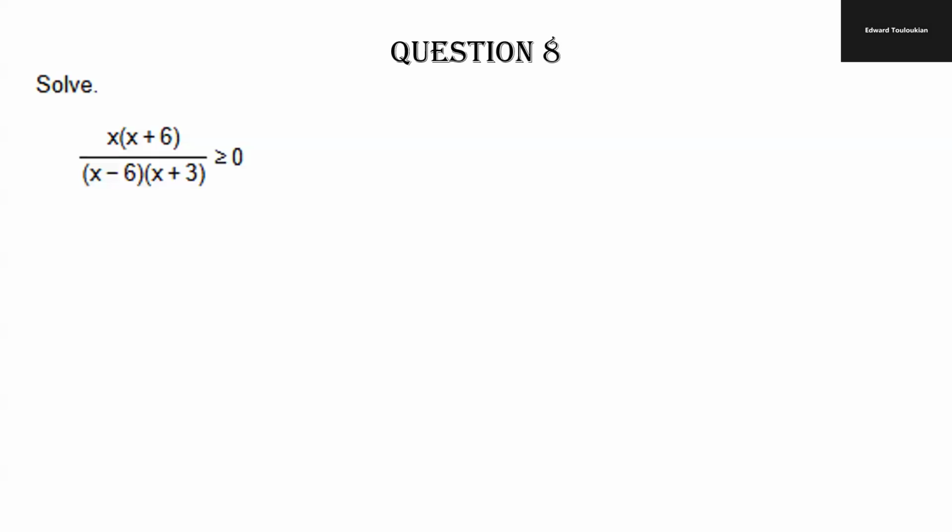All right, so anytime we're solving an inequality, we have to start by finding the critical points. That is, where is my numerator equal to zero and where is my denominator equal to zero? So my numerator could be zero when x is zero or x is -6. This could be zero when x is 6 or x is -3. Okay, so I'm going to end up with four critical points here: -6, -3, 0, and 6. So that means I have five regions to explore.